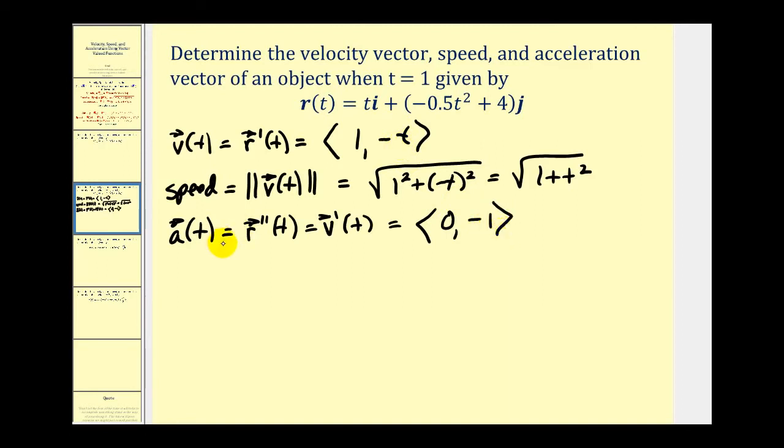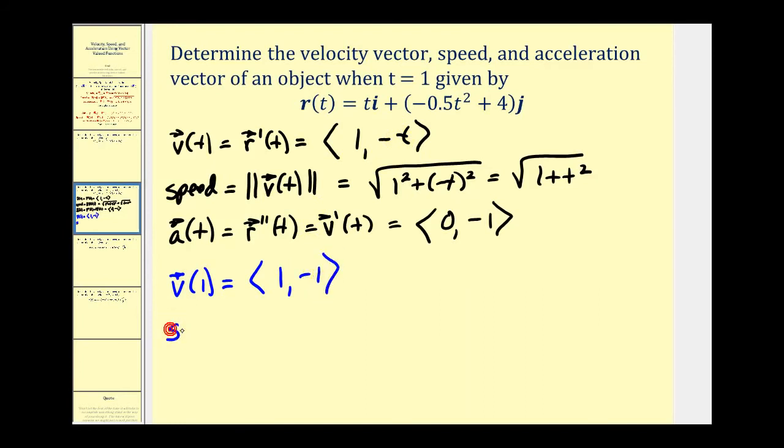So this is what we needed to find in order to determine the velocity vector, speed, and acceleration when t is equal to 1. So to find the velocity vector, we'll replace t with 1 in the velocity vector valued function. So we'll have 1, and then the y component would be negative 1.